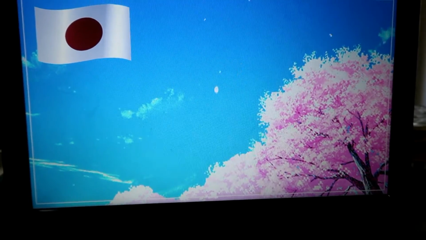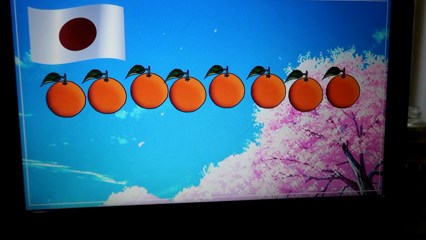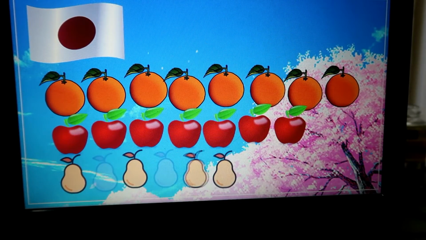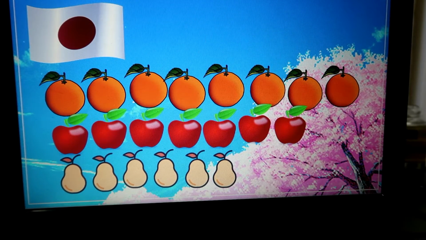Next, Japan. In Japan, you have oranges, apples, pears. Yummy! I like oranges. I like oranges. I like apples. I like apples. I like pears.